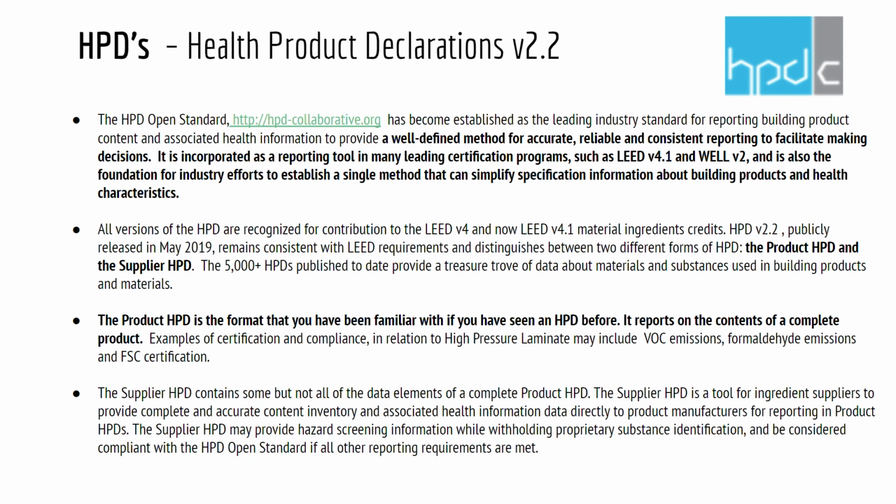The product HPD is the format that you have been familiar with if you have seen the HPD before. It reports on the contents of a complete product. Examples of certification and compliance in relation to high-pressure laminate may include VOC emissions, formaldehyde emissions, and FSC certifications.